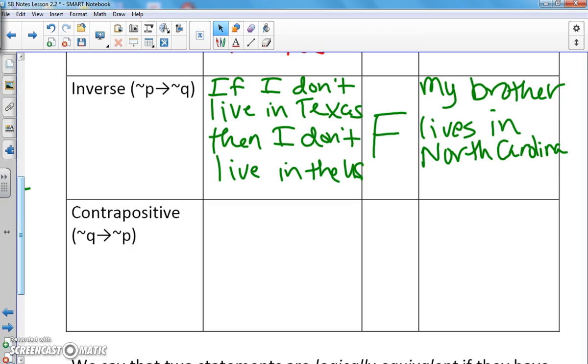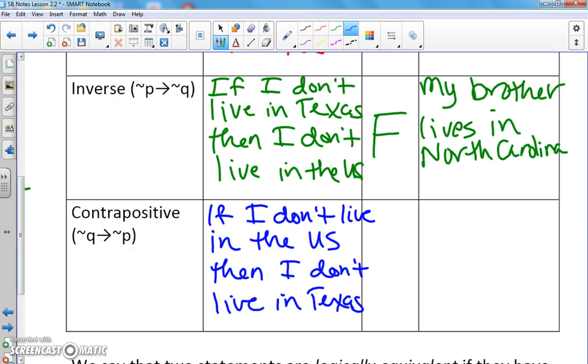The last one is the contrapositive, and remember we're going to do both. We're going to negate and switch. So instead of if I live in Texas, then I live in the United States, I'm going to negate and switch and come up with if I don't live in the United States, then I don't live in Texas.